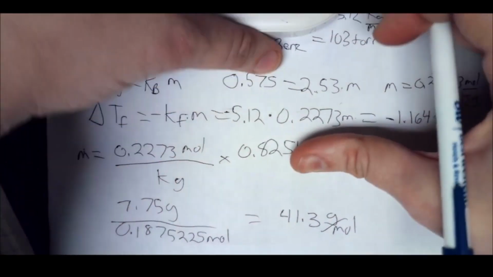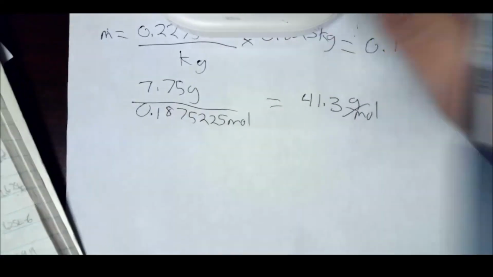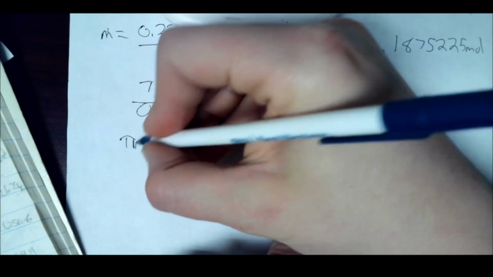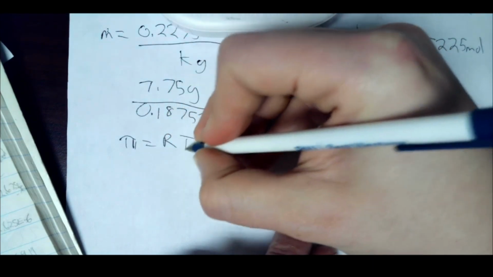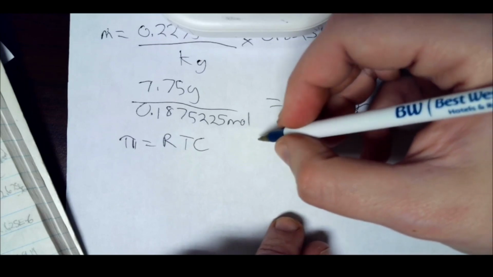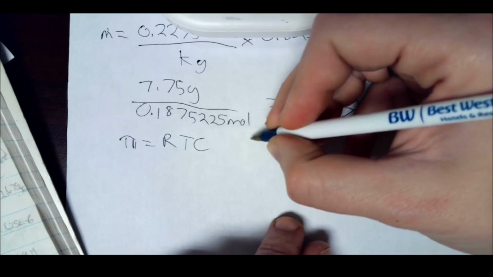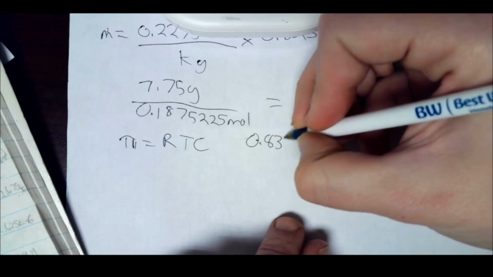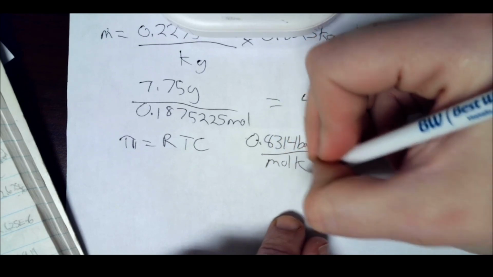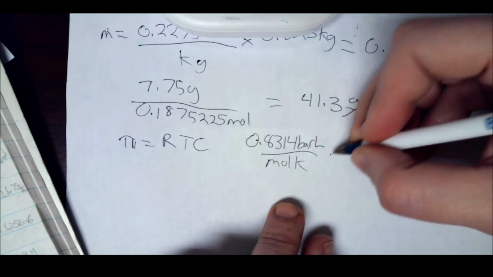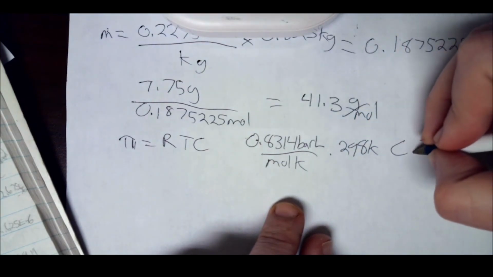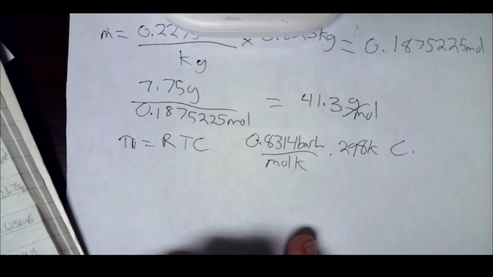If we want to, say, find the osmotic pressure, osmotic pressure is pi equals RTC. We need to find the concentration. The temperature is 298 Kelvin. So if we're going in bars, R is 0.08314 bar liter per mole Kelvin. And we have temperature 298 Kelvin, but we need to know the concentration. That's one thing we don't know, but we do know the molality.